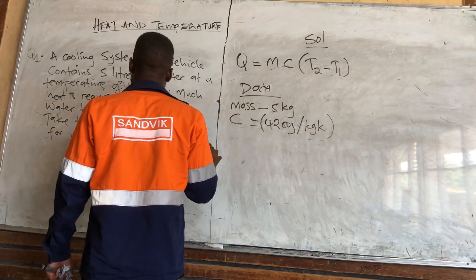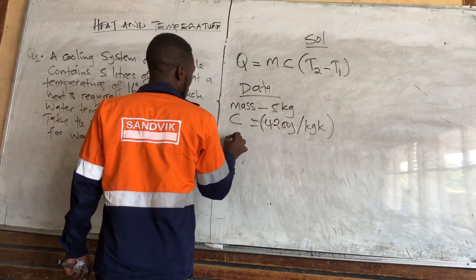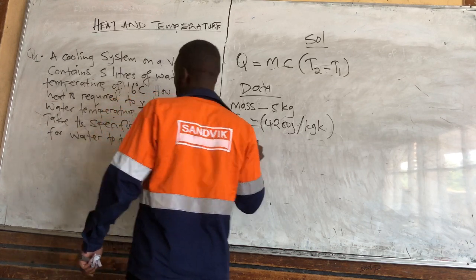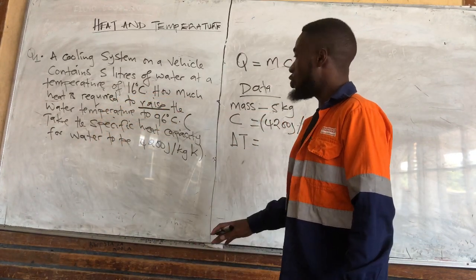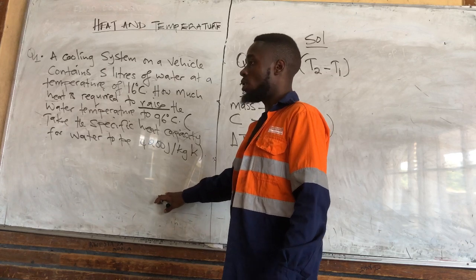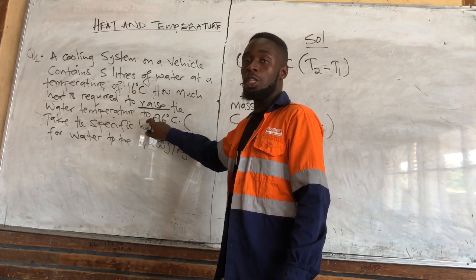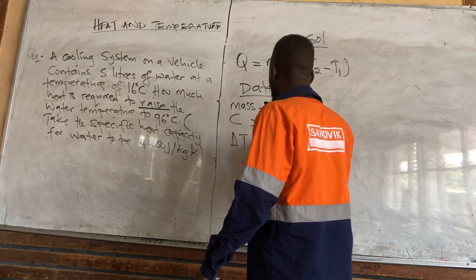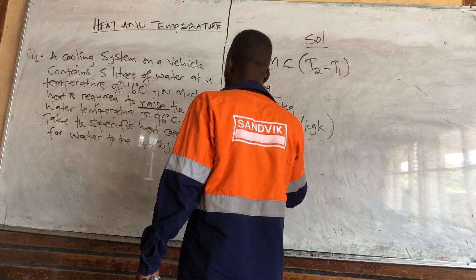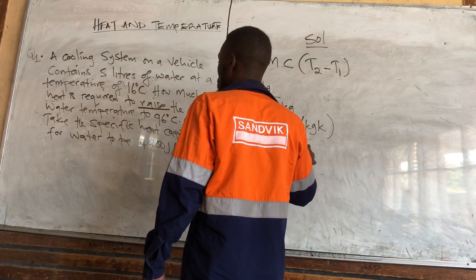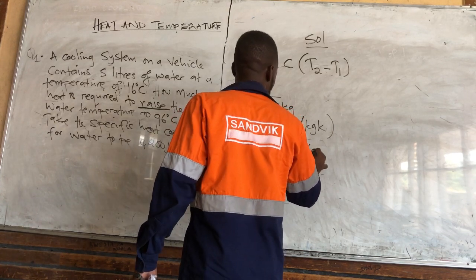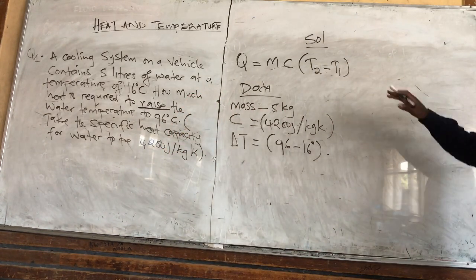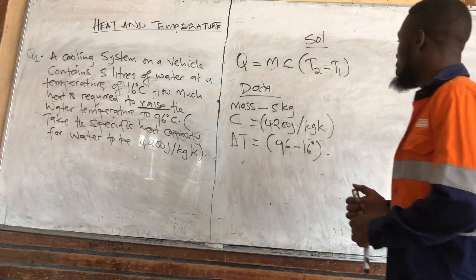What else are we given here? The temperature. So we are given the change in temperature. The change in temperature is the final temperature minus the initial temperature. The moment you see the subscript 2, it means the final temperature, and 1 means the initial. So it will be 96 minus 16. That's the change in temperature. So we have everything now, it's just a matter of putting them in our formula.